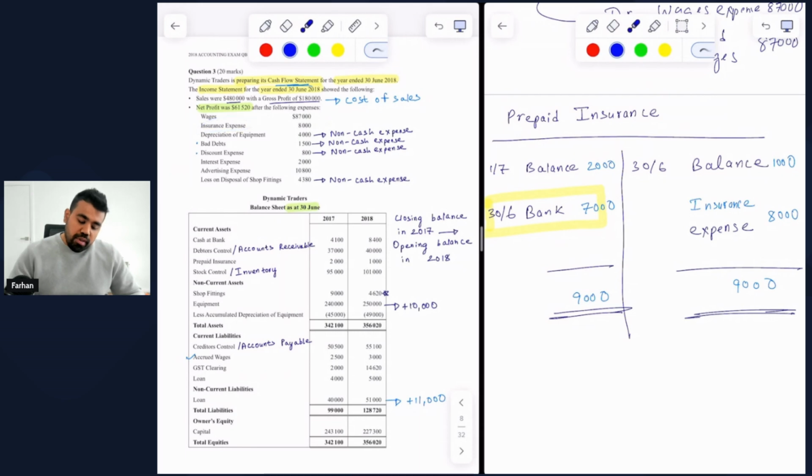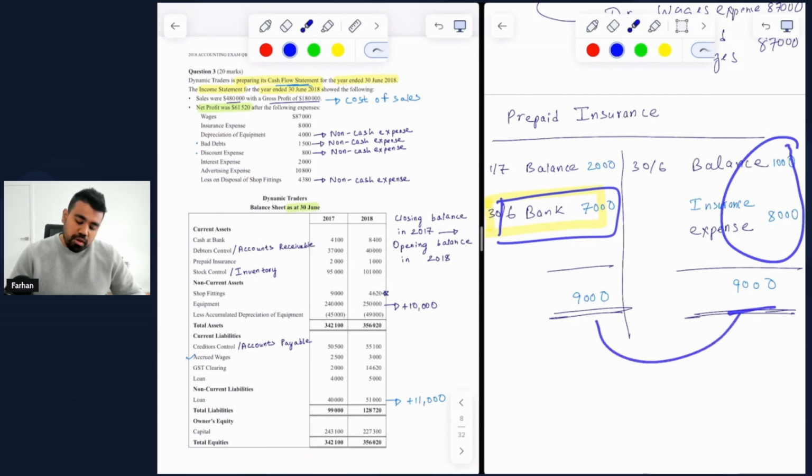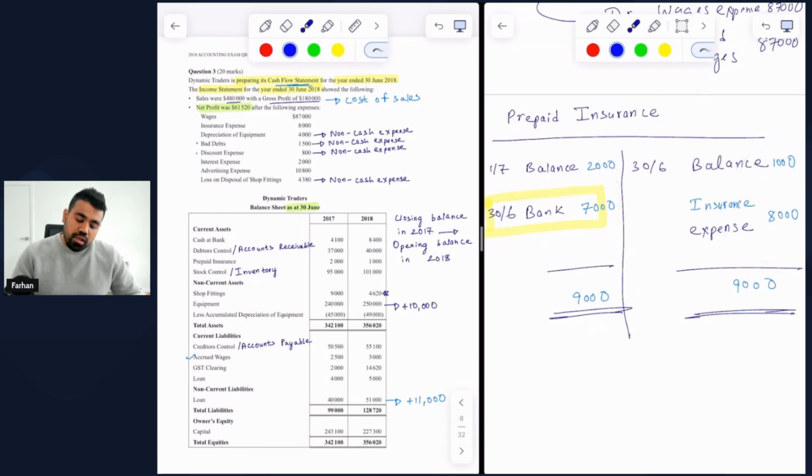So how do we find the highlighted number here? We find the total of everything on the credit side, which is 9,000. That must be the total on the debit side. So when you subtract the opening balance, we are left with 7,000, which refers to the prepaid insurance that we have purchased during the year ending 30 June 2018, and that's $7,000. And we have expensed $8,000 and we are left with $1,000 as the closing balance.